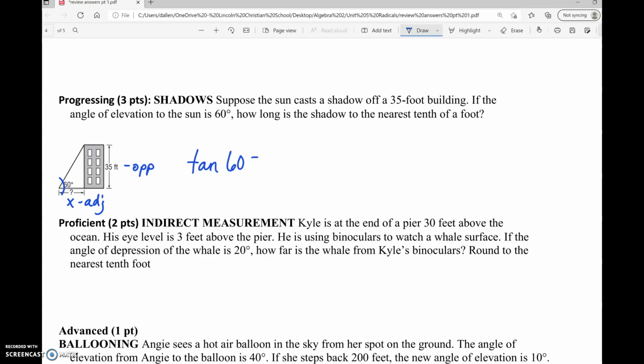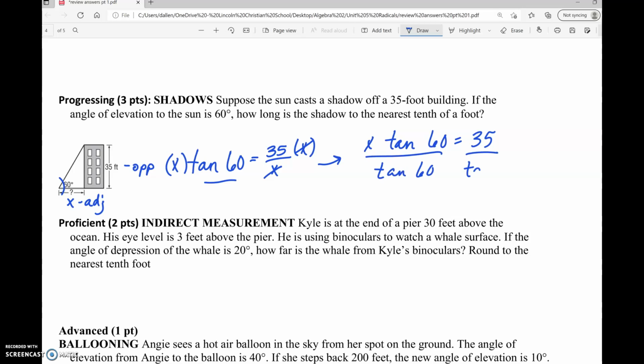Tangent of my angle 60 equals opposite 35 over x. Multiply both sides by x. If the variable's down low, we essentially switch the tangent and the x. So we have x tangent 60 equals 35, and then we'll divide by tangent 60. So x equals 20.2 feet. And watch labels on that. I'm not going to be too picky about it, but you should label it.